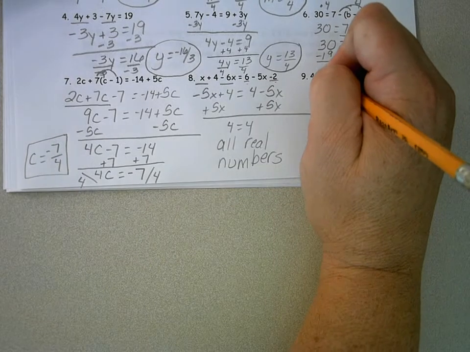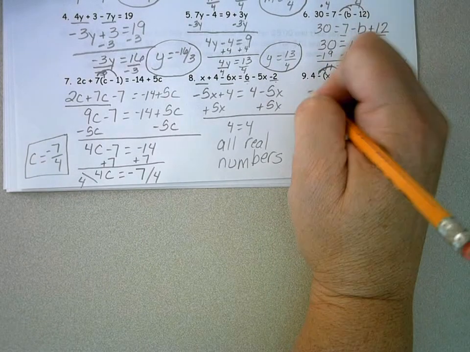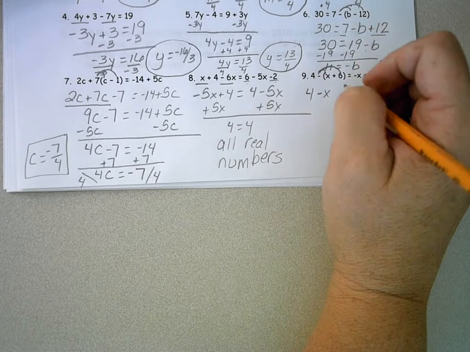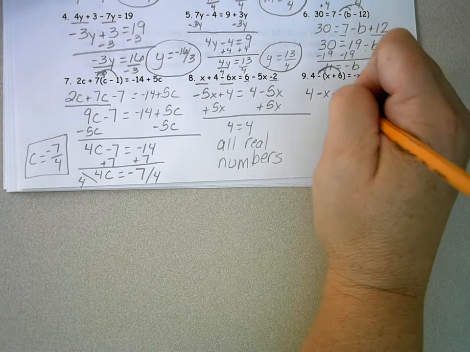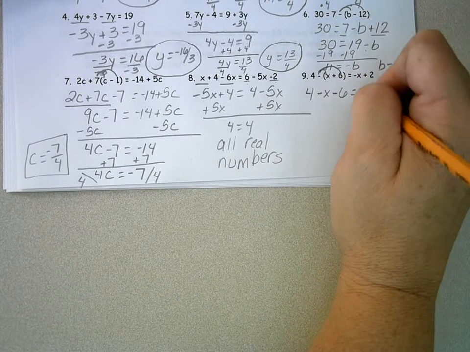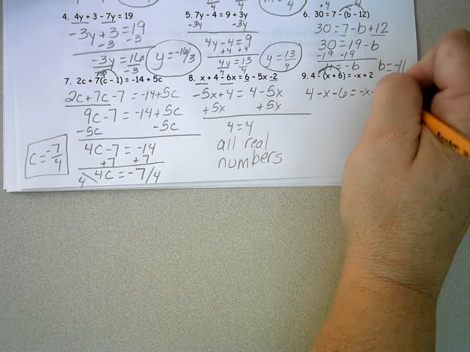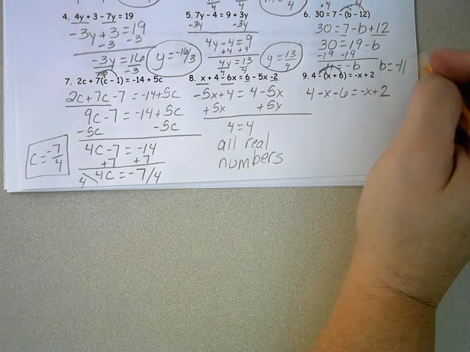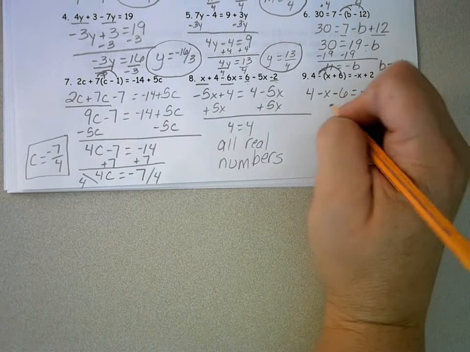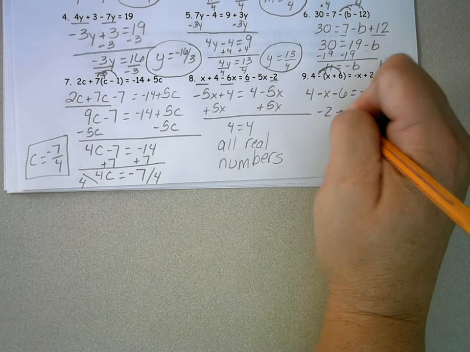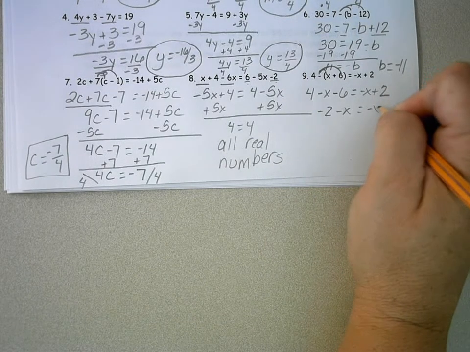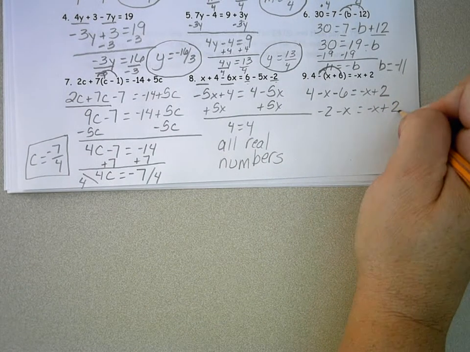Number 9, we need to distribute the negative. So that becomes 4 minus x minus 6 equals a negative x plus 2. 4 minus 6 is a negative 2 minus x, which equals a negative x plus 2.